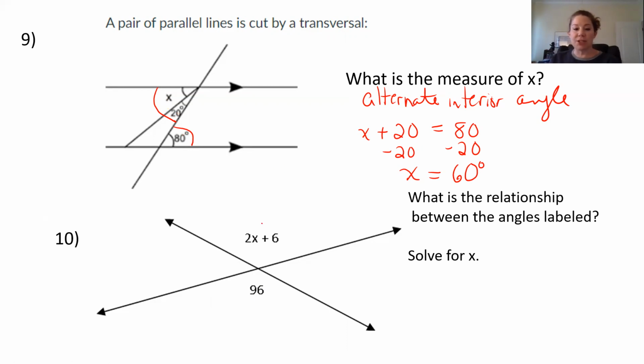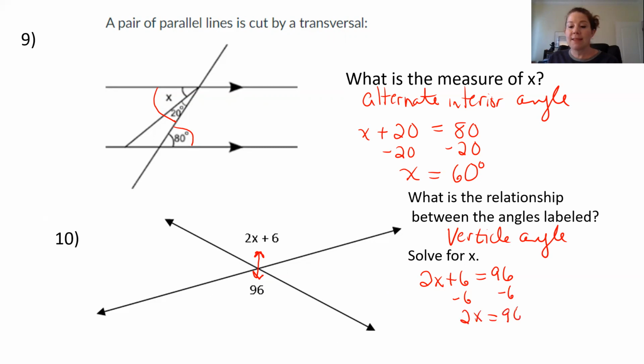Number 10, what's the relationship between these two marked angles, this angle and this angle? They are vertical angles. And what's true about vertical angles? Vertical angles are congruent. So to solve for X, we take the first angle, 2X plus 6, and set it equal to 96 degrees because they are congruent. So to solve for X, we're going to subtract 6 from both sides. And then the opposite of times 2, we divide both sides by 2. So X is equal to 45.